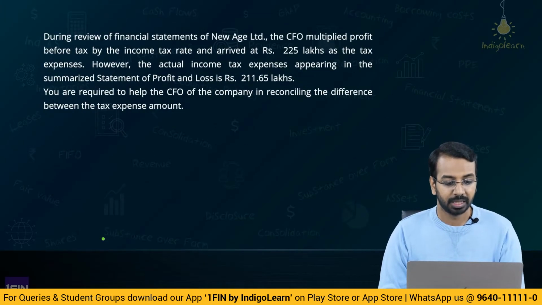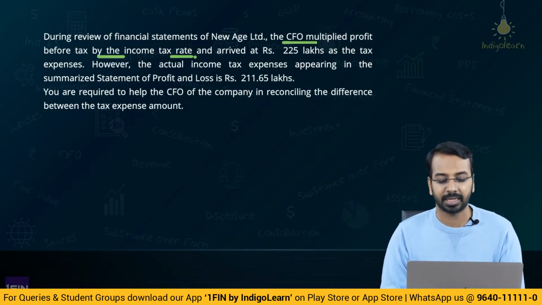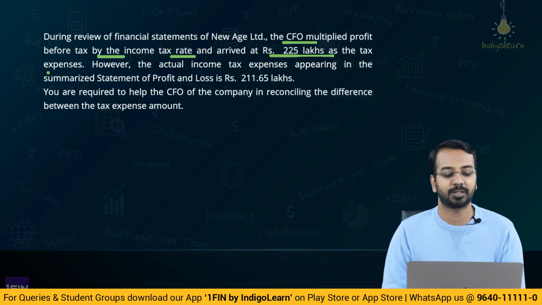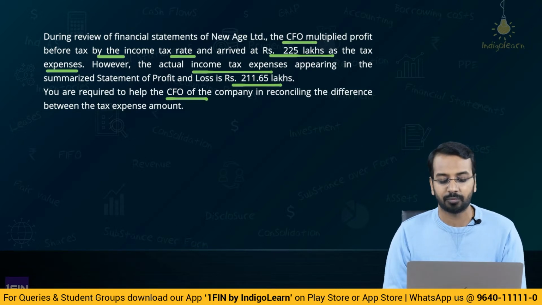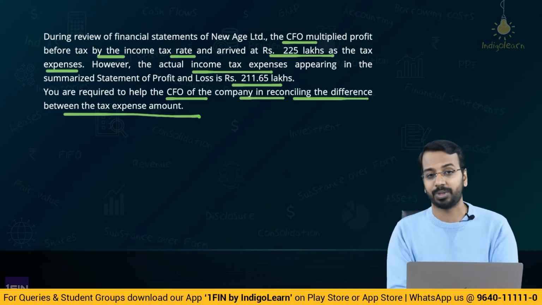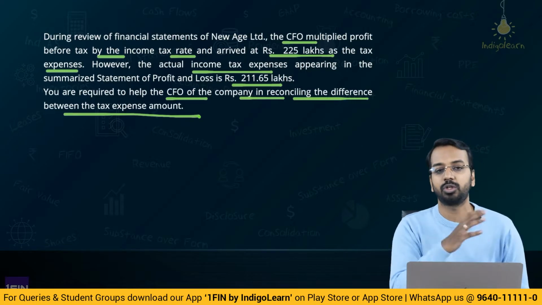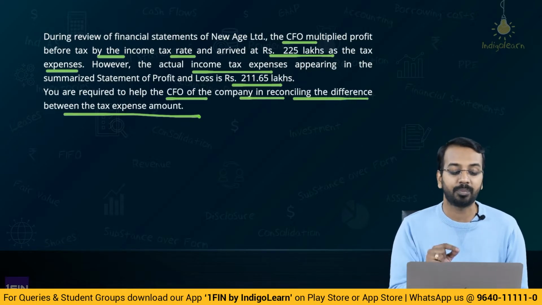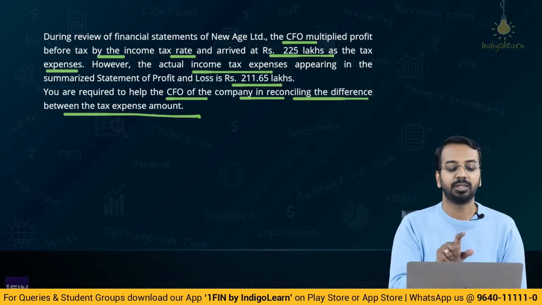What is the question? During the review of financial statements, the CFO multiplied the profit before tax by the income tax rate and arrived at 225 lakhs as the tax expense. However, the actual income tax expense appearing in the summarized statement of P&L is 211.65 lakhs. You are required to help the CFO of the company in reconciling the difference between the tax expense amounts. So what the CFO has done is, total income as per P&L is so much, into 30% tax should be 225. Why is the tax only 211.65? You have to help him reconcile the difference between the tax expense amounts.